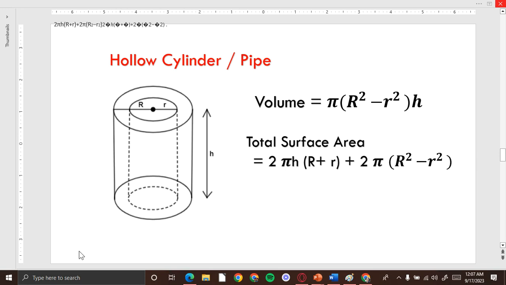Hollow cylinder or pipe. We can see two cylinders here. The radius of the external cylinder is denoted by capital R and the radius of the inner cylinder is denoted by small letter r. We will use the formula of total surface area as 2 pi h into (capital R plus small r) plus 2 pi into (capital R square minus small r square), and volume is equal to pi into (capital R square minus small r square) into h.